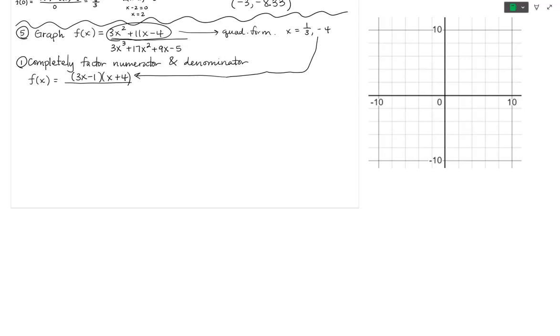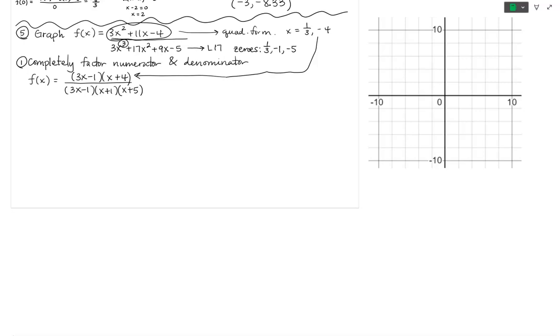Now let's factor the denominator. Notice it is of the third degree. So to factor that, you would want to use lesson 17 and use the rational zeros test, where you test for zeros. If you do that, you would find that this polynomial has zeros of 1/3, -1, and -5. So that means that 3x minus 1 is a factor because 1/3 is a zero, x plus 1 is a factor because -1 is a zero, and x plus 5 is a factor.